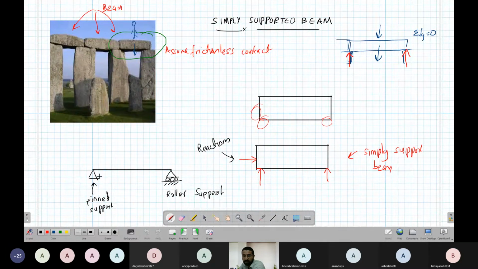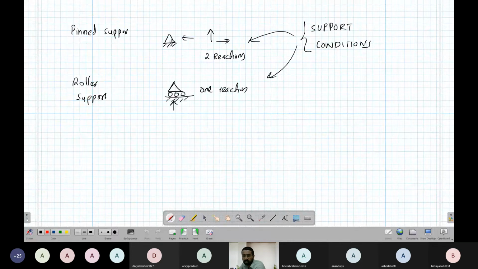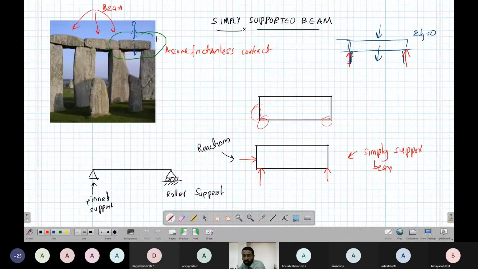Okay, so one is a pinned, other is a roller. Pinned means it can give two reactions, one vertical reaction and one horizontal reaction. If I try to push the body in this direction by applying a force, there is a reaction from here. Here it is stronger. So this point, this area, can give two reactions. That is why it is a pin.